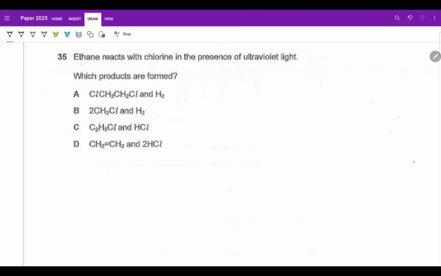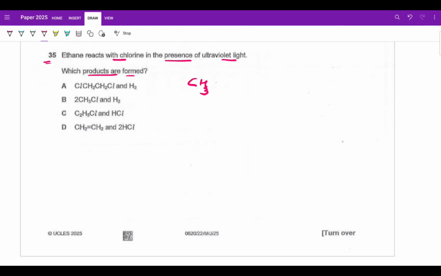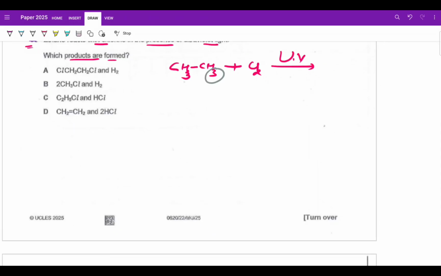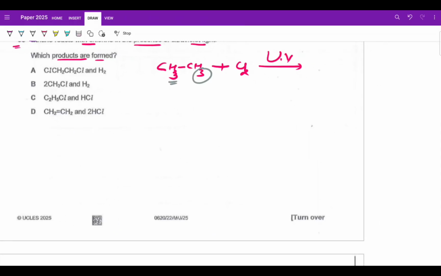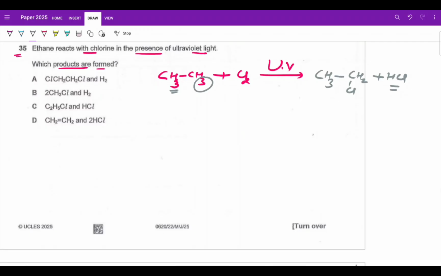Question 35 says ethane reacts with chlorine in the presence of ultraviolet light, UV light. Which products are formed? CH3CH3, this is ethane, reacts with chlorine in the presence of UV light. A substitution reaction will take place and a hydrogen of this carbon or this carbon, either of the two, is substituted by chlorine. The product will be CH3CH2Cl and HCl. That will be the product.